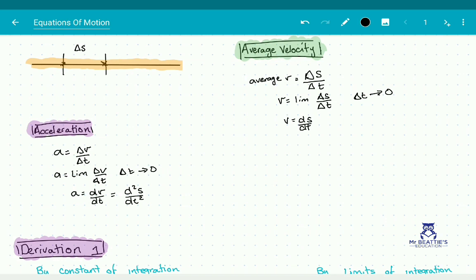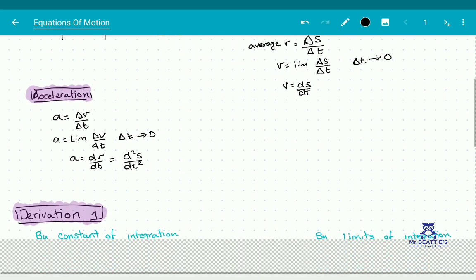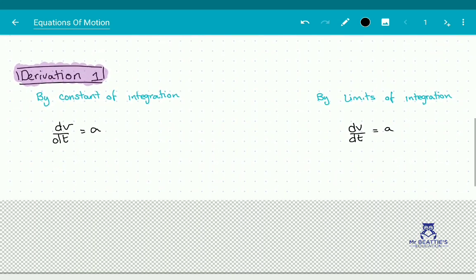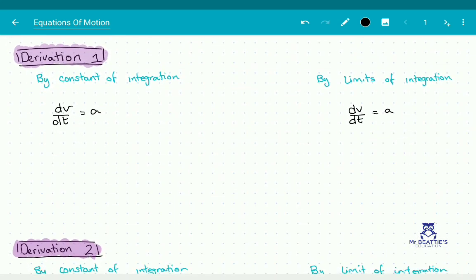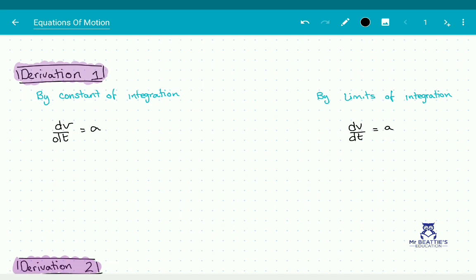Now what we're going to do is use these two statements in order to derive the equations of motion. There are two methods of doing each of these, so we're going to start by using the constant of integration method, and then we'll go over and do the limits of integration method as well.